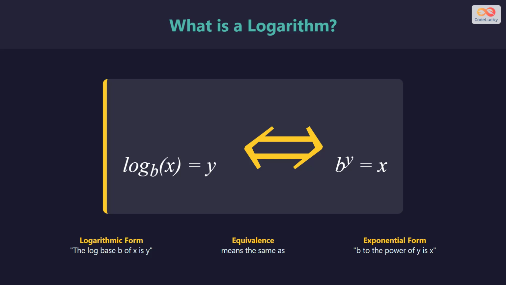First, let us define what a logarithm is. A logarithm is essentially the inverse of an exponent. The formula you see on screen is the key. Log base b of x equals y, if and only if b to the power of y equals x. This allows us to switch between logarithmic form and exponential form.